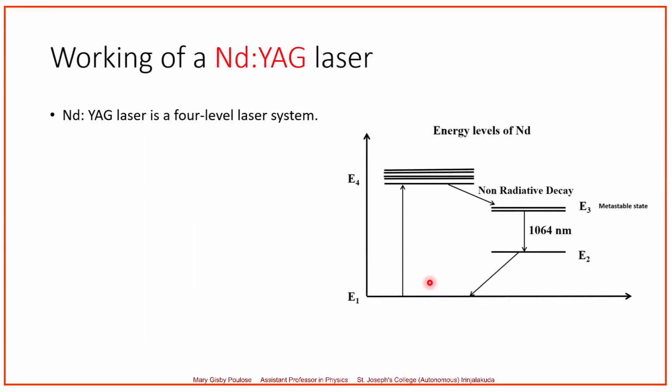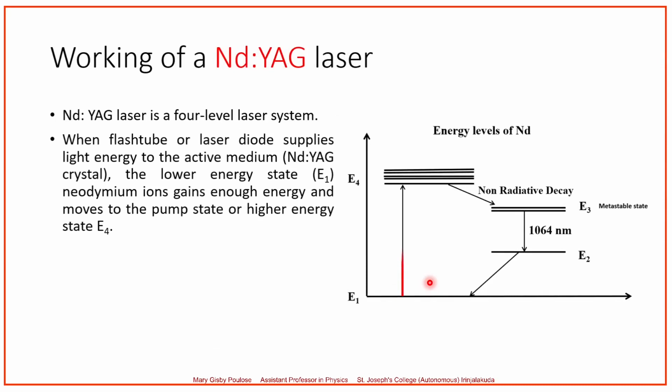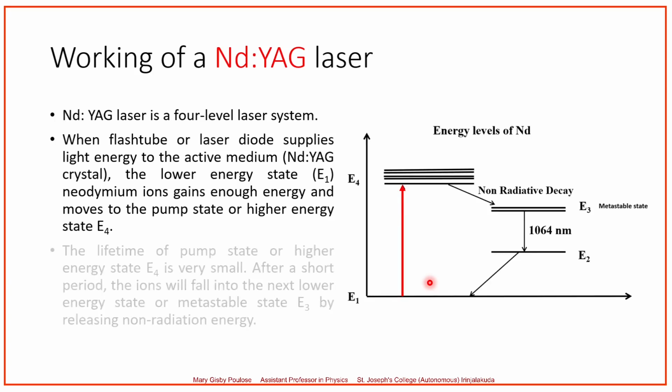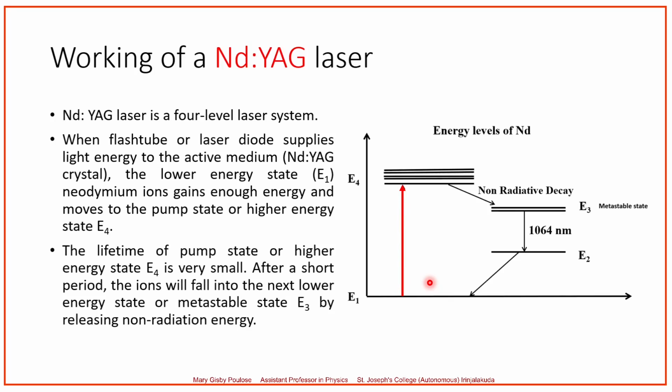Now, it is a 4-level laser system. Hence, we have 4 energy levels participating: E1, E2, E3 and E4. Now, when flash tubes or laser diode gives energy to this active medium Nd:YAG crystal, the lower energy state neodymium ions get enough energy to move to the pump state E4. Now, the lifetime of this pump state is very small. Hence, after a short time, the excited ions will fall into the next lower energy state. This is a metastable state E3, and they move to E3 by releasing non-radiative energy. That is, not emitting light, they will give energy by heat or by phonon interaction.